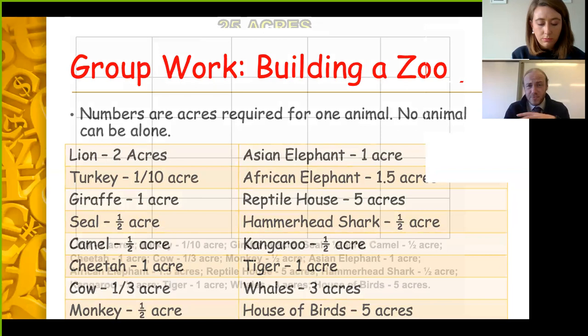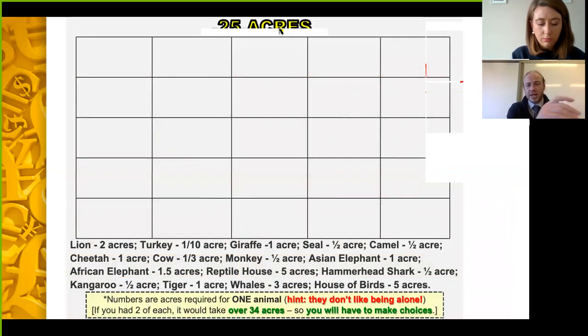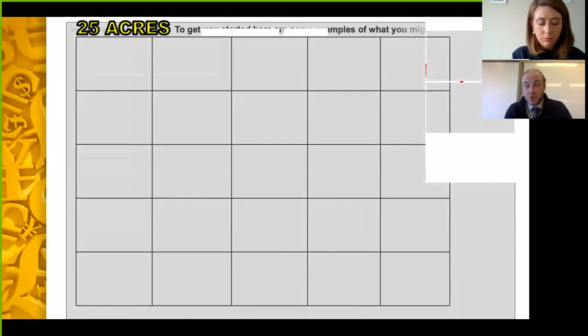So how does it look? The students are going to get a lovely sheet of paper like this, which is lovely and complex to develop. It's literally a table of 25 squares, 5 by 5. And I have down here at the bottom all the different animals, which reminds them what each of them are. So as a demonstration, just to get started so you're very clear, each box is equal to an acre.